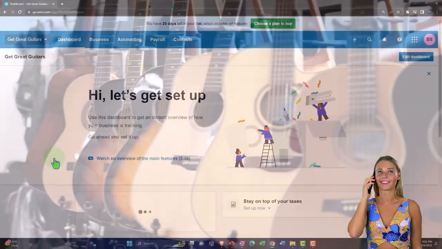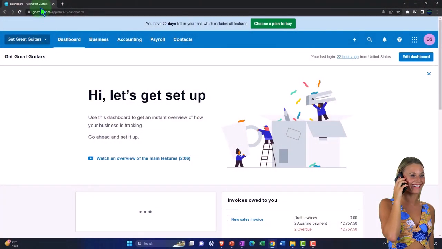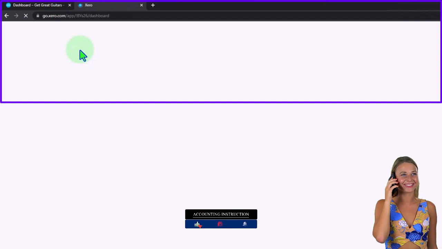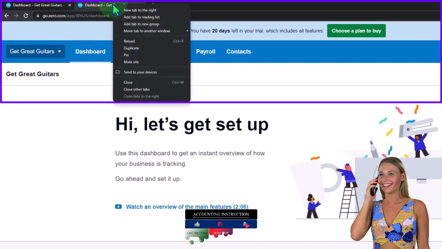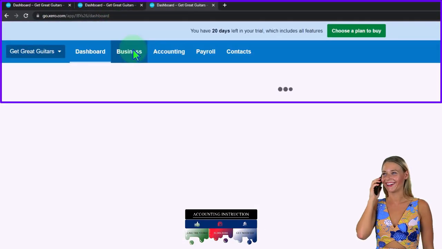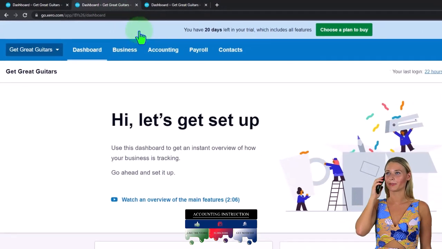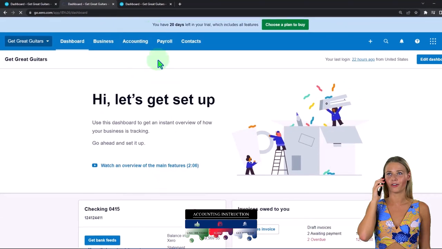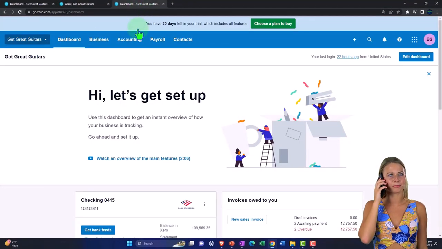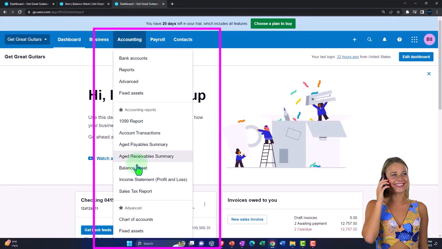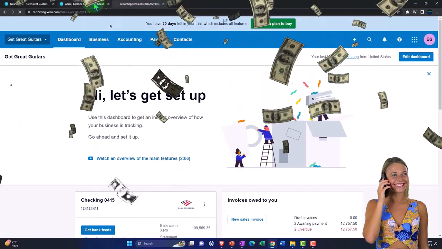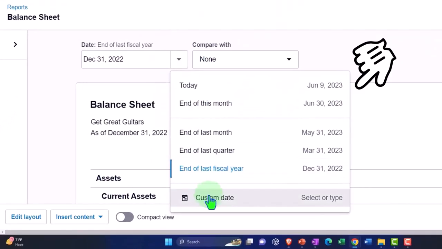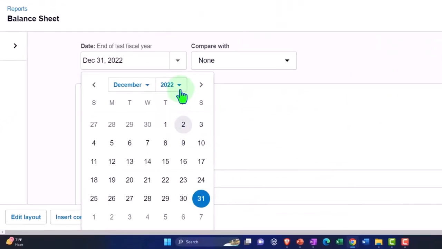I'm gonna duplicate some tabs to put reports in by going to the tab up top and right clicking on it to duplicate it, and then we're gonna right click on that duplicated tab to duplicate it again. Then we're going to go back to the tab to the middle, accounting drop down, look at the balance sheet report, one of the major financials tab, and then to the right, accounting drop down again, this time the income statement.